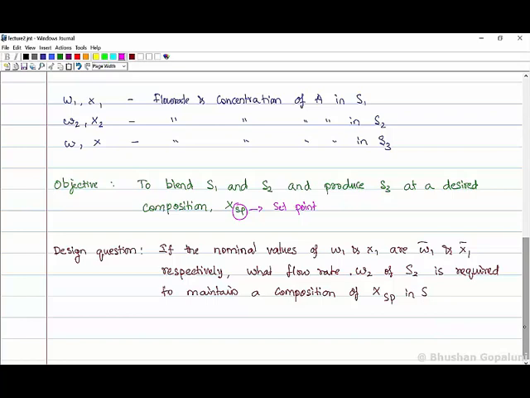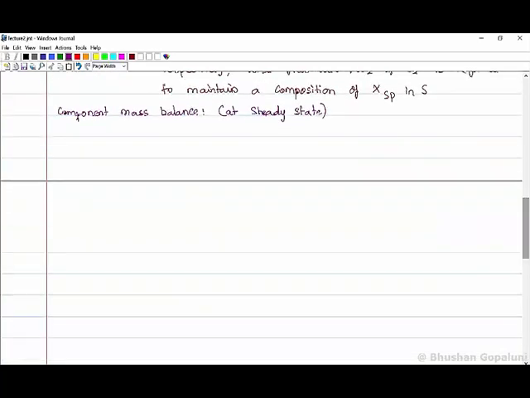The question that we want to ask when we're designing this process is: what flow rate W2 of S2 is required in order to maintain a composition of XSP in the exit stream S? In order to solve this problem, we'll have to write component mass balance equations at steady state. We will see later on that to design controllers, we need dynamic mass balance equations. But in order to design a process, we simply need a steady state mass balance equation.